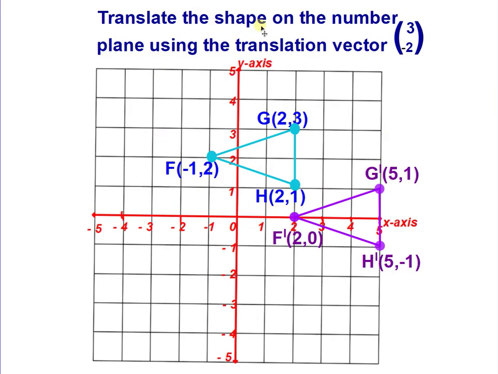Now translate the shape on the number plane using the translation vector 3, -2. So we are going to translate this triangle to get this, which is G prime, H prime, and F prime. How do we translate this triangle? Now we have F to be -1 and +2. To translate this, check the first point.